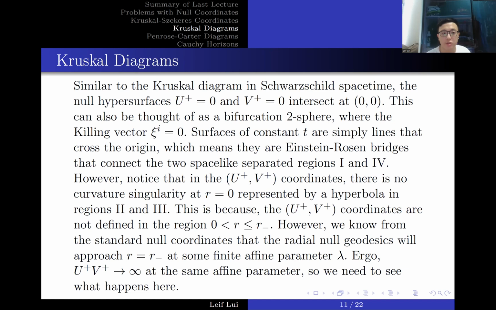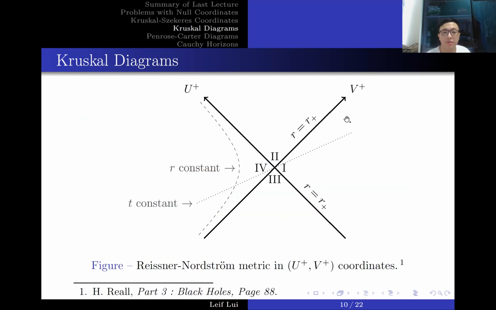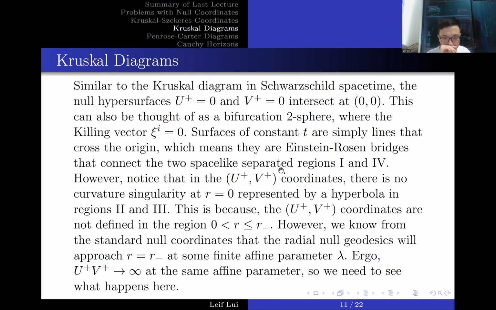And which means that there are Einstein-Rosen bridges that connect the two space-like regions, region 1 and region 4. So this line, you can see, right? There are no lines that connect region 1 and 4 except this t equals constant region. So since these are space-like separated regions, we can connect them through a line of constant t.